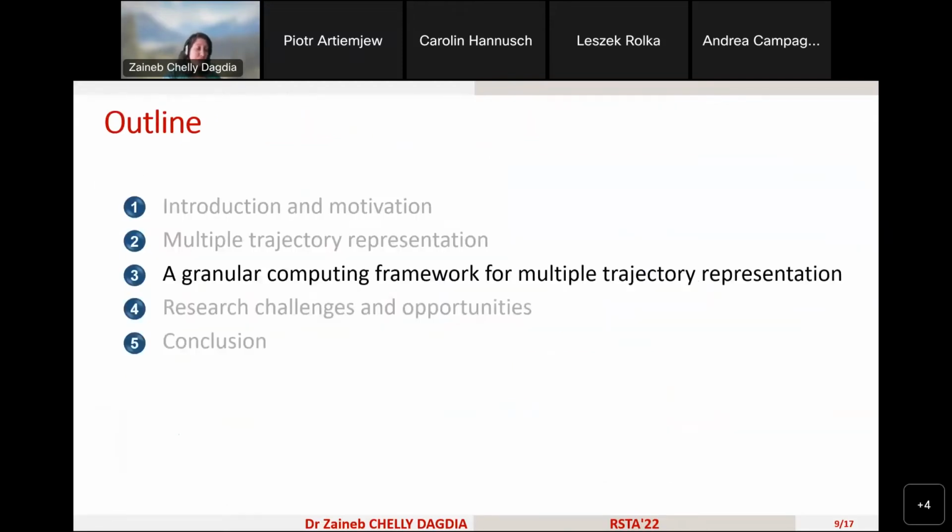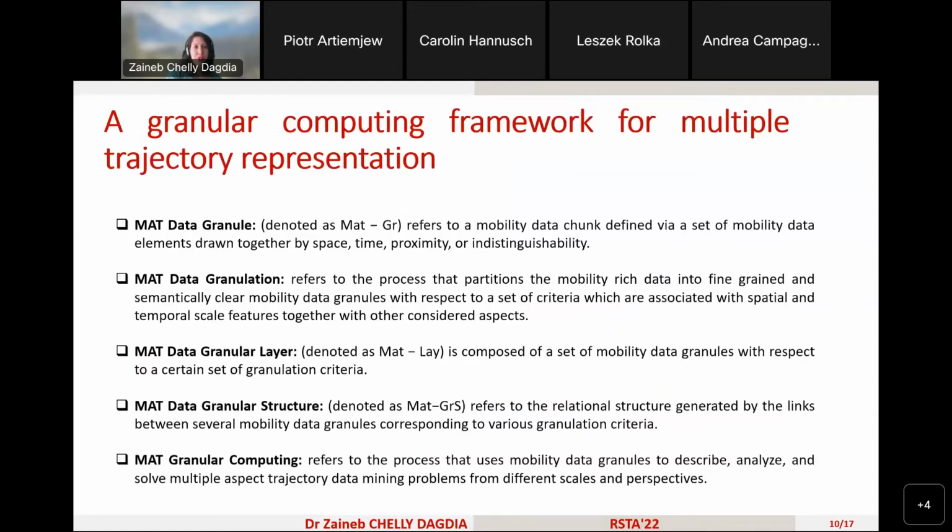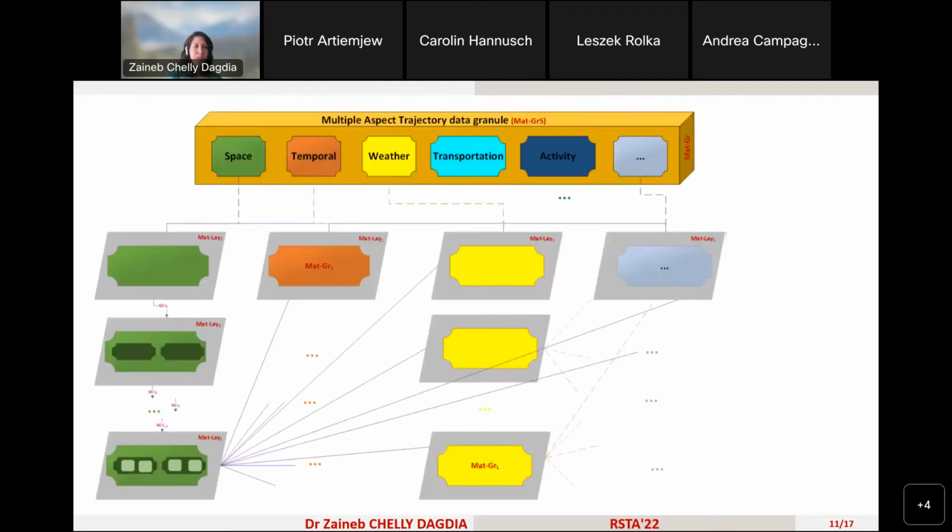And in this direction, we thought about why not introduce granular computation to multiple aspect trajectory representation. So in the communication paper, I have defined all these definitions, but I'm not going through this, so you can just read them in the paper, please. And I'm just going to go to the practical use case as we are running out of time.